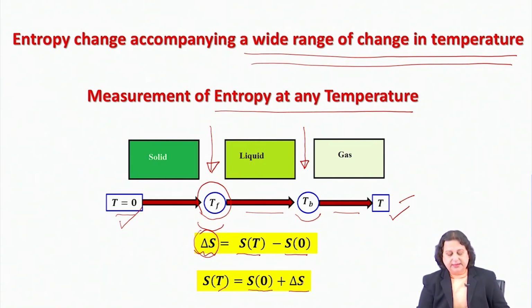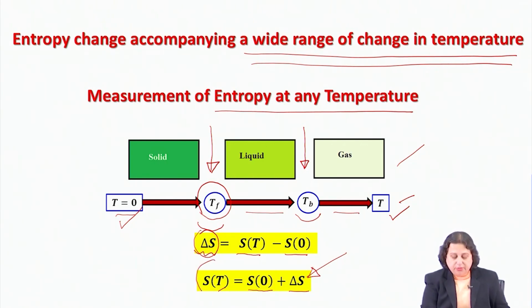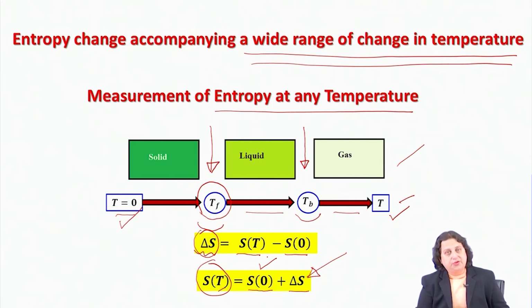Now, as you understand, I have already discussed how to get delta S for different processes. In this example, I need to know how to calculate delta S at different stages of the transformation from T equal to 0 to a finite T, with and without phase change. Therefore, if I want to know this S of T, I need to now find out what is going to be the value of entropy of the given system at absolute zero of temperature.